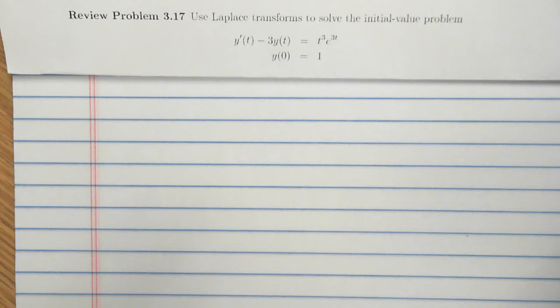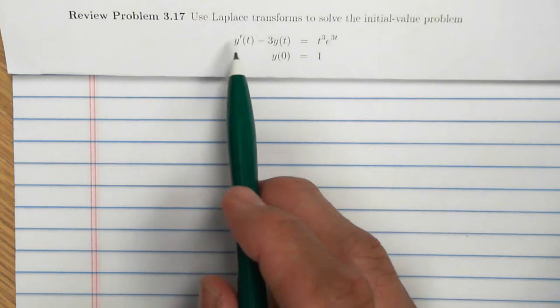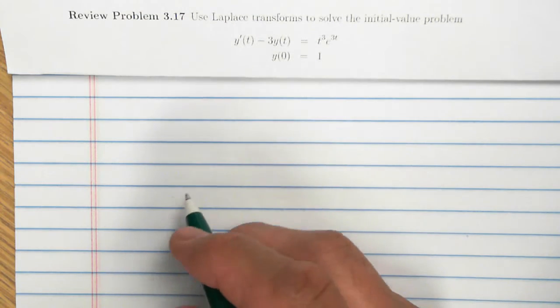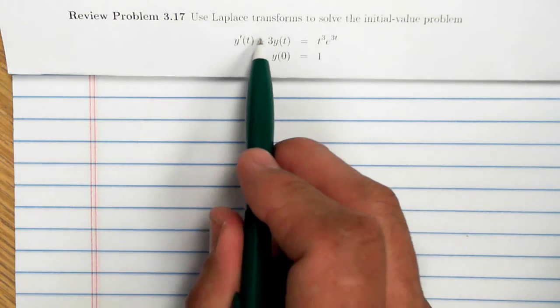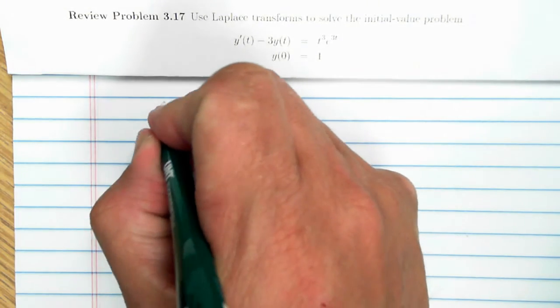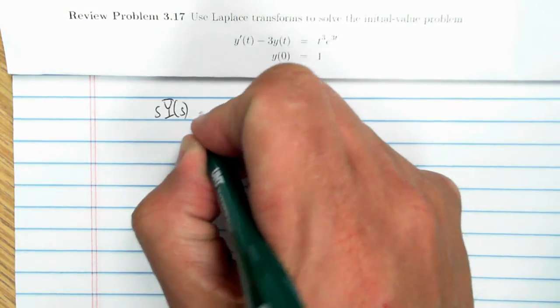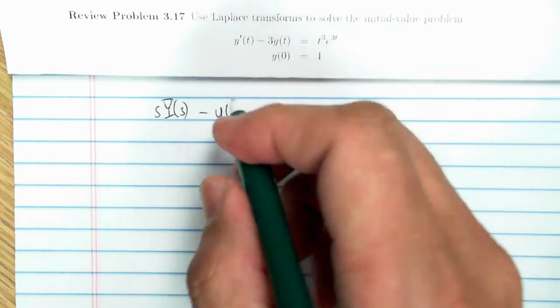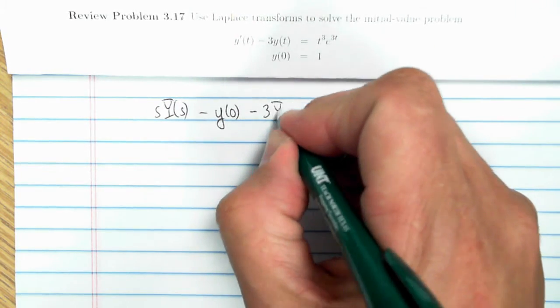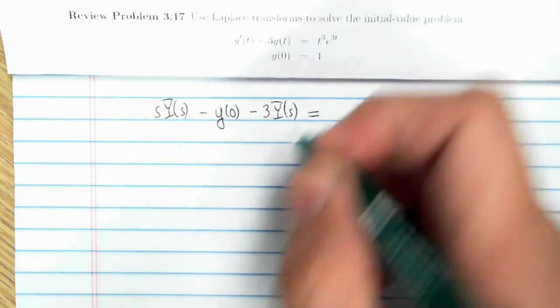In this review problem, let's use Laplace transforms to solve this initial value problem. This is a first-order differential equation, but Laplace transforms still work. The Laplace transform of y prime is going to be s times Y(s) minus y(0) minus 3 times capital Y of s.